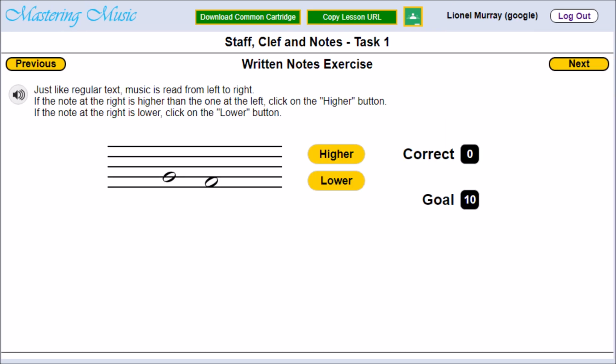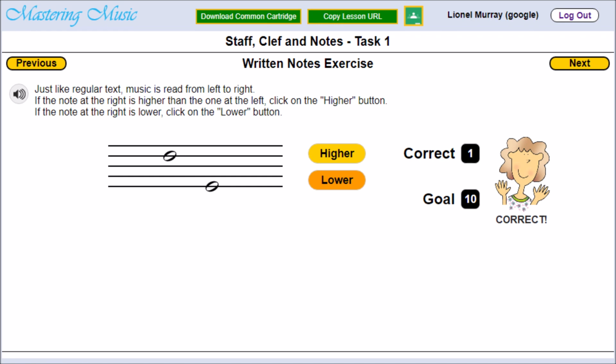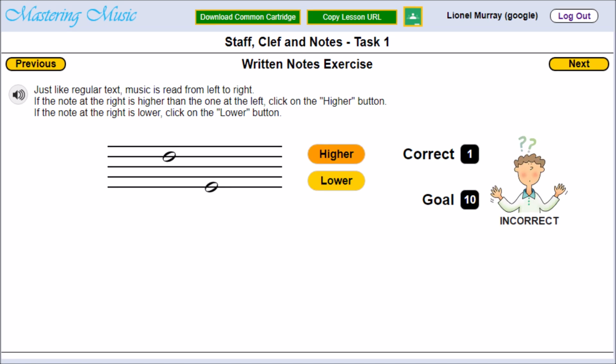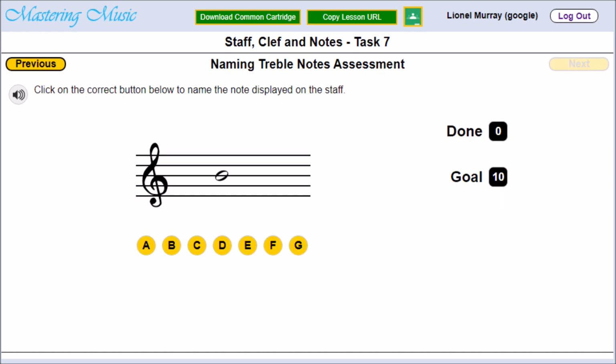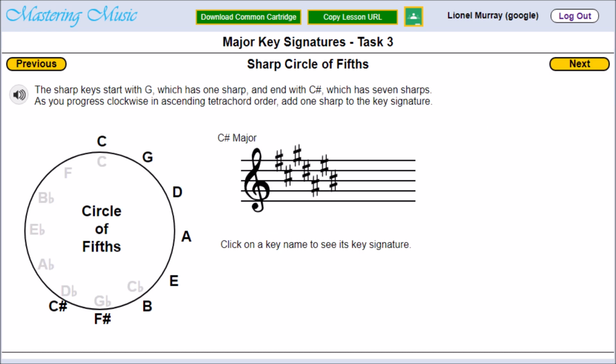Musical information is presented followed by exercises that provide immediate feedback to ensure a level of understanding has been achieved. The subsequent assessments then capture the depth of knowledge learned.